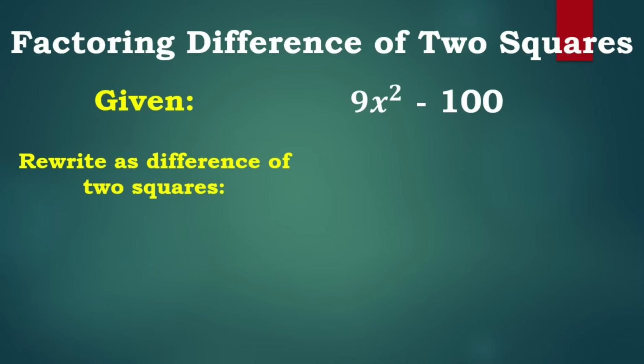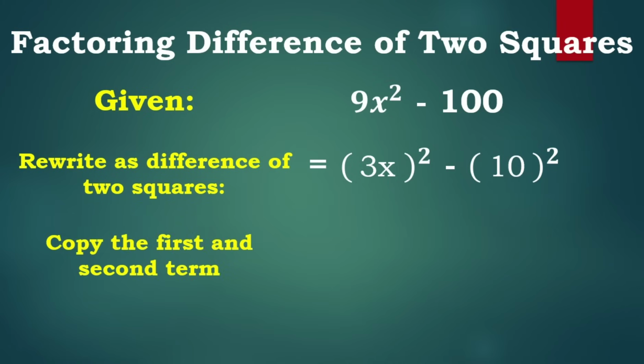So, we will have, let us first rewrite as the difference of two squares. So, kagaya ng ginawa natin kanina, ano ang perfect square ni 9? We have 3 and then x squared, that is x. Ano ang square root ni 100? That is 10. Okay. And then, we will just copy the first and second term.